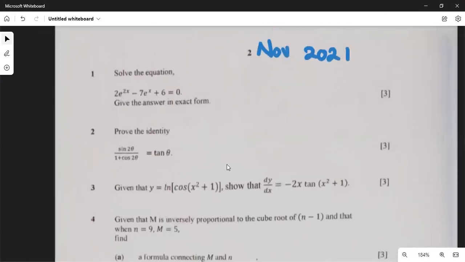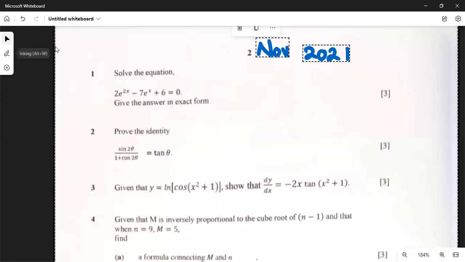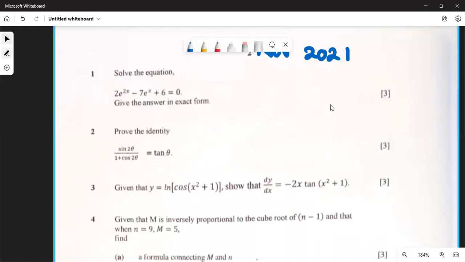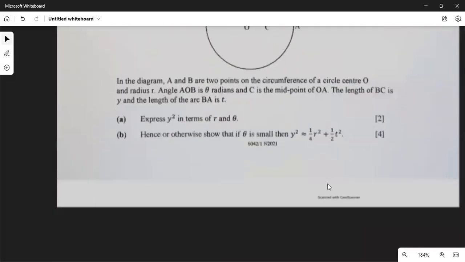So not wasting much of your time, we have the first question here that we are given to solve the equation. I'm just going to rewrite this, but we are supposed not just to solve, but to give your answer in exact form. All right, so let's take down our question here and see what we are given.